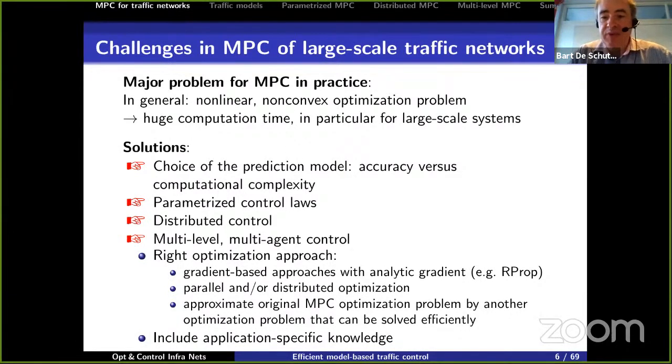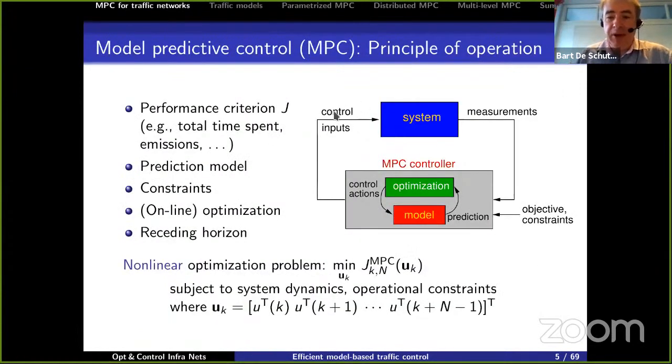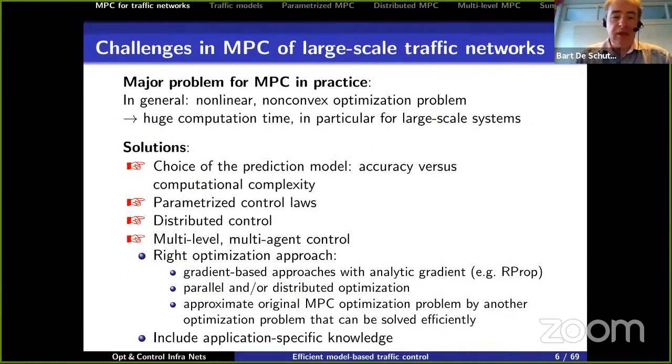However, in practice, we have at most 1 minute to compute the solution of the problem. That means that for large-scale systems, we cannot just straightforwardly apply this approach, because if we only have 1 minute to optimize, then we will not get optimal solutions at all. So we need solutions. And some of the solutions that we are going to discuss in today's lecture are listed here.